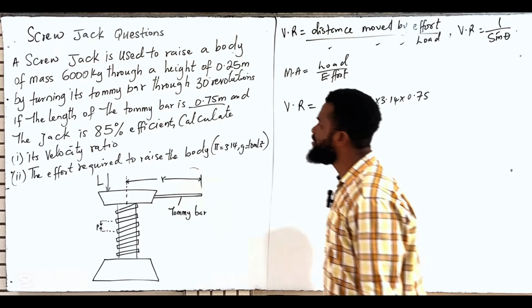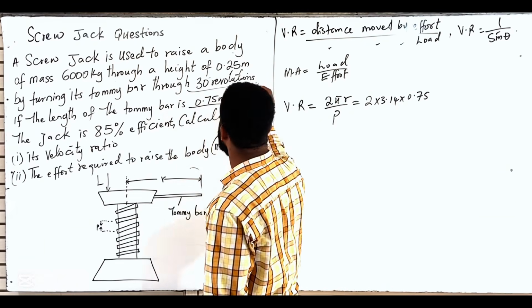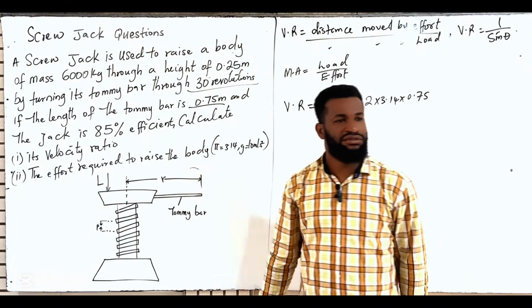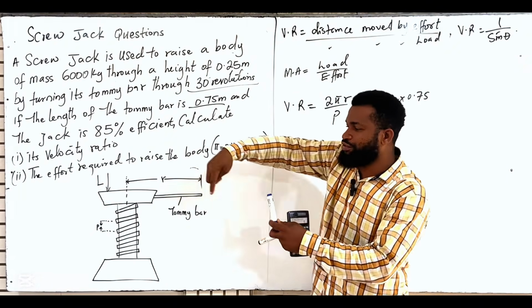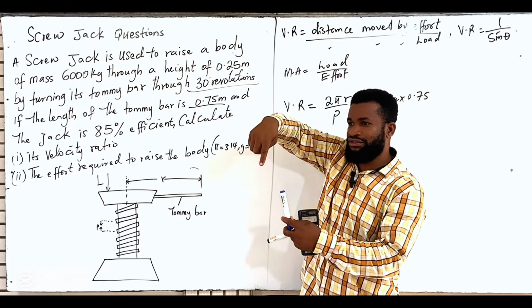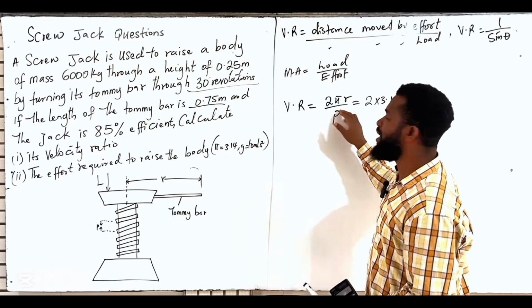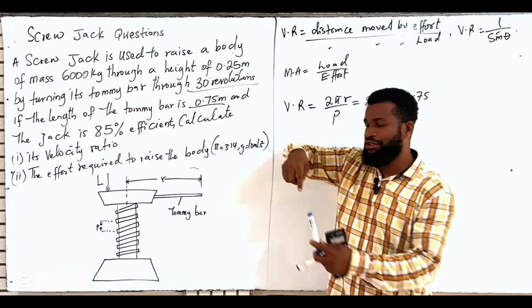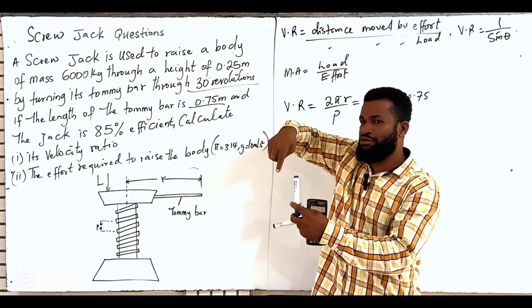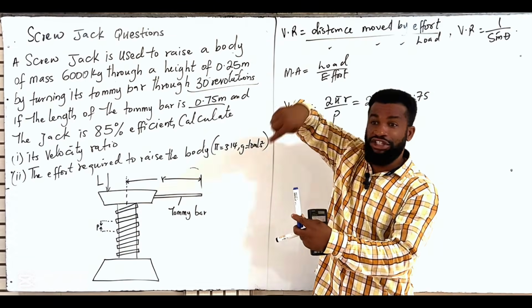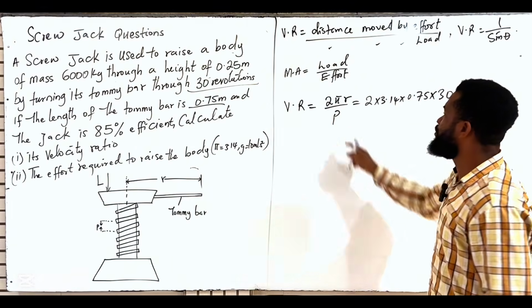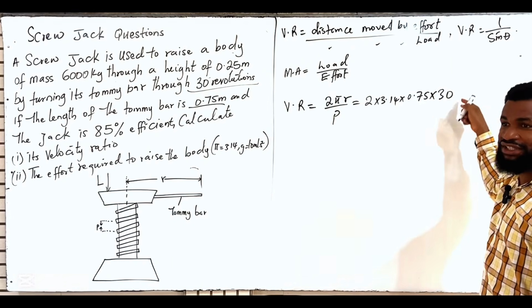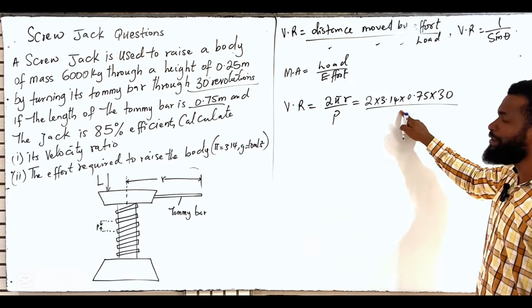But look at what it says. It goes through what? Do you know what that means? For something to go through once, it is 2 pi r. That is the circumference. From here, you go back here, that's 1 revolution. But he did it 30 times, so I'm going to multiply by 30, because 1 revolution times 30, all divided by pitch.